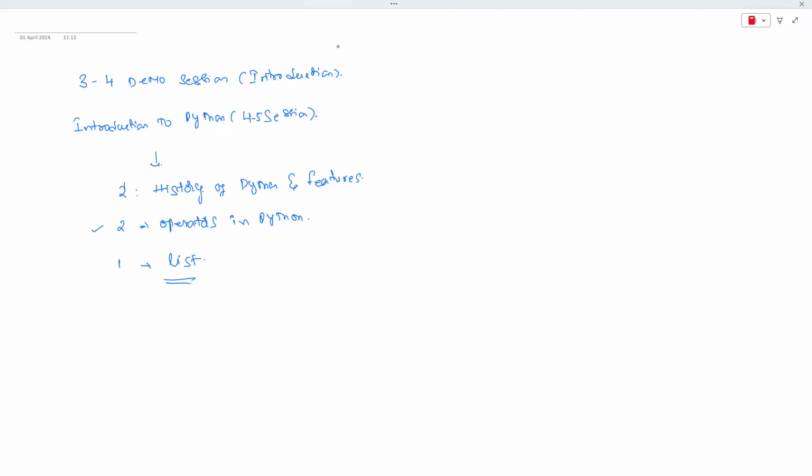Of those, only 2 sessions were completely history: what the features of Python are, what the history of Python is, how it was started, and a little bit of discussion about the installation of Python, just a very simple installation. Then 2 days I discussed the different operators in Python, and just one class I discussed the list concept.